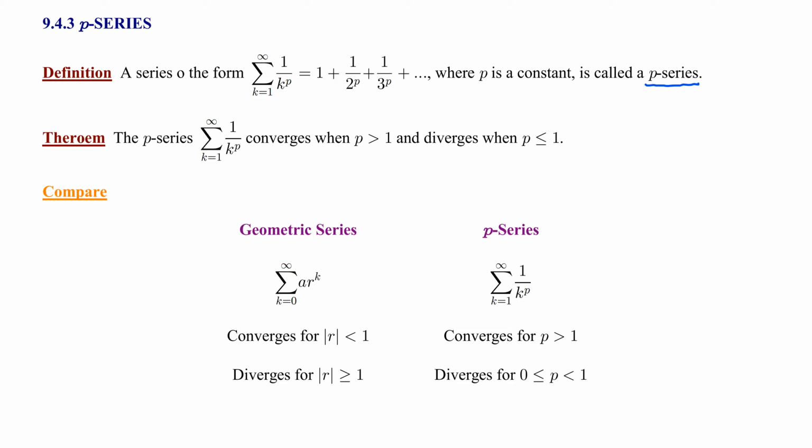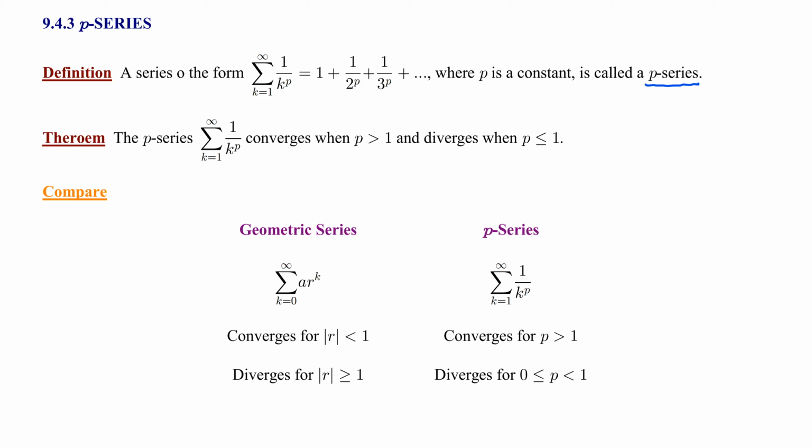If you recognize that you're dealing with a P series, then determining if it converges or diverges is a piece of cake. Here's the theorem. The P series, sum from k equals 1 to infinity of 1 over k to the p, converges when the power is greater than 1 and diverges when p is less than or equal to 1.